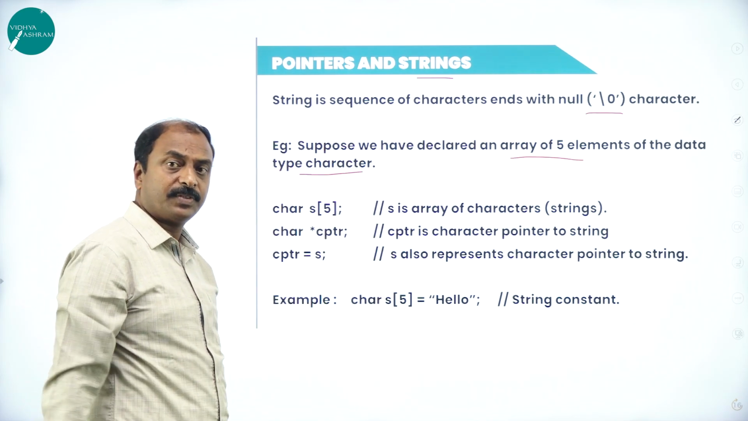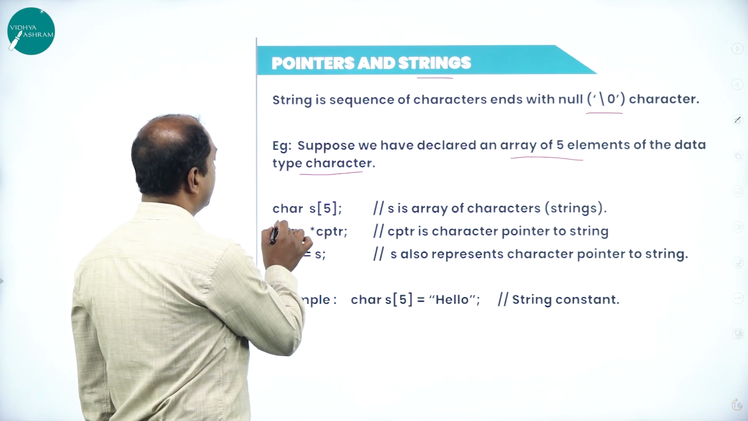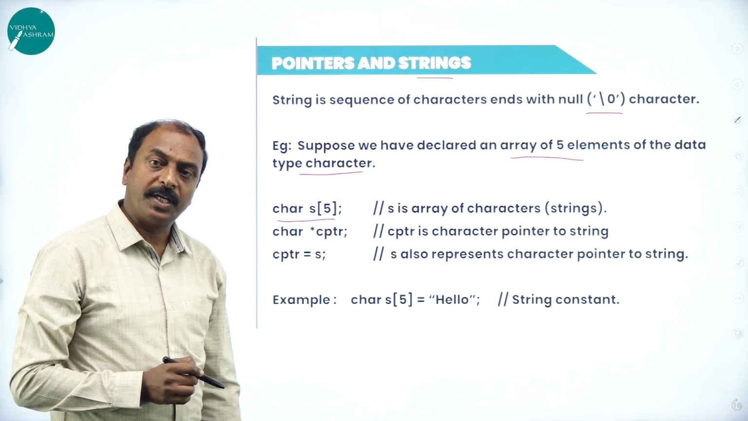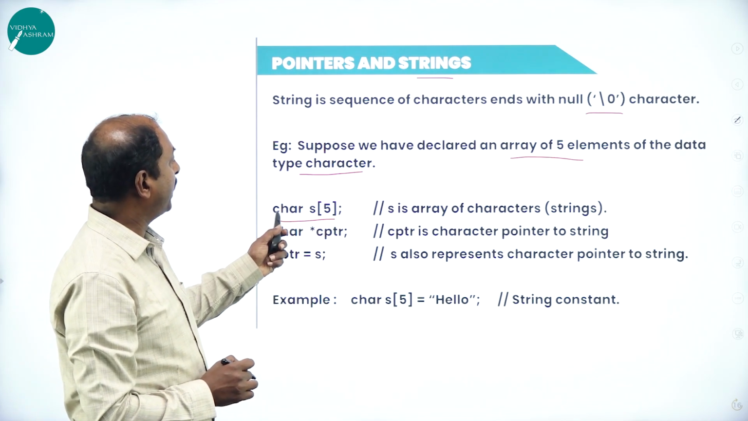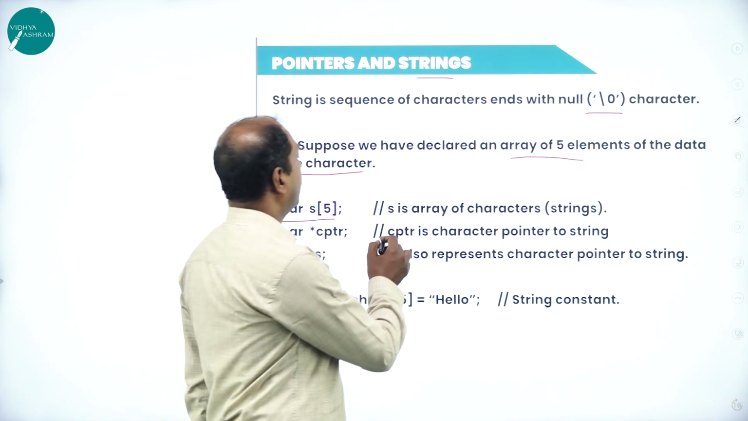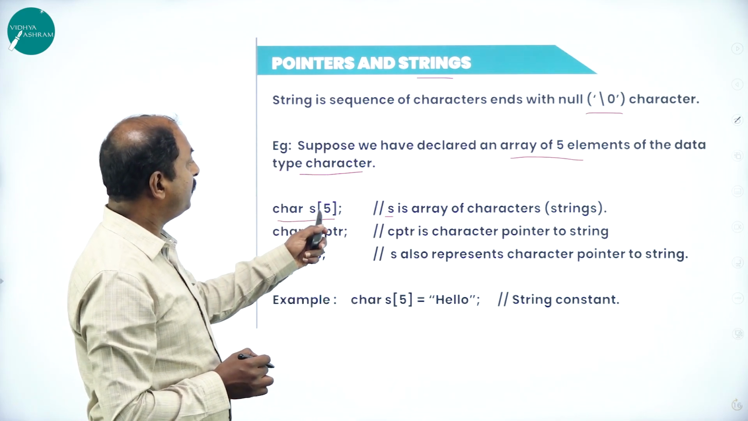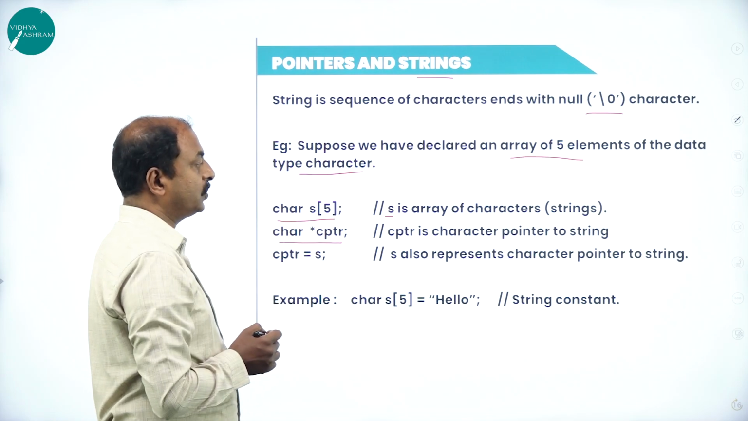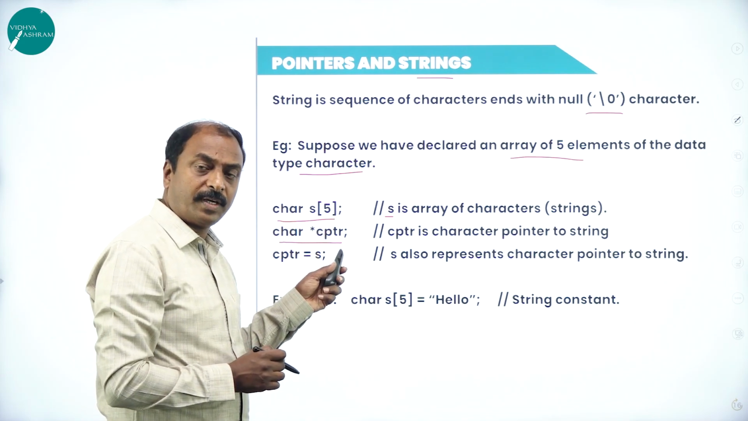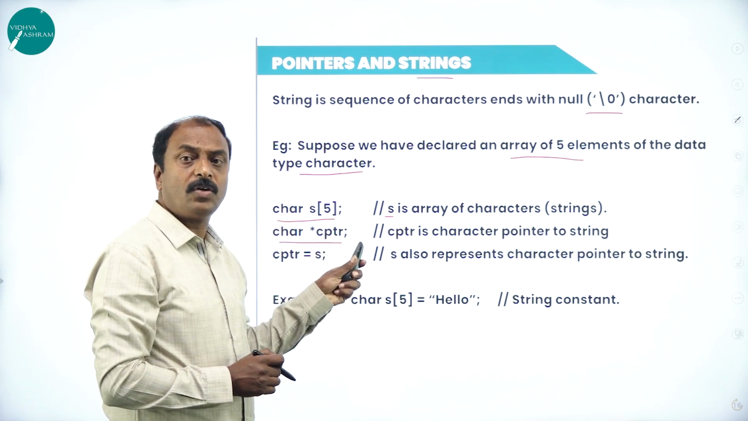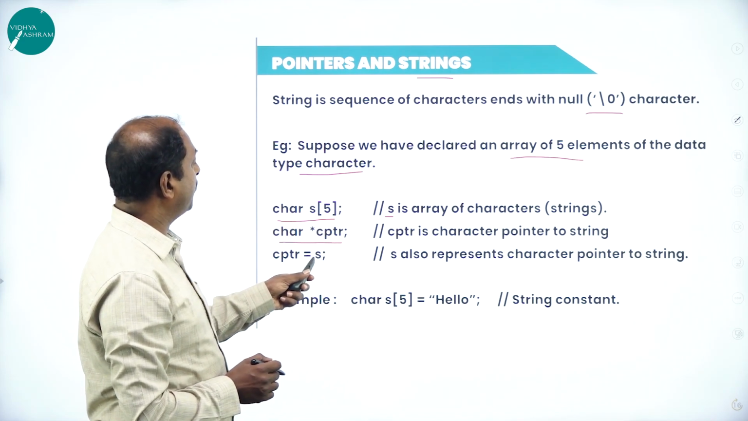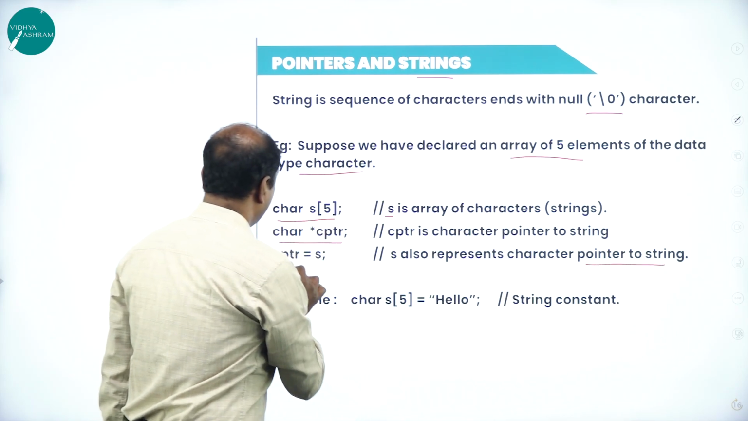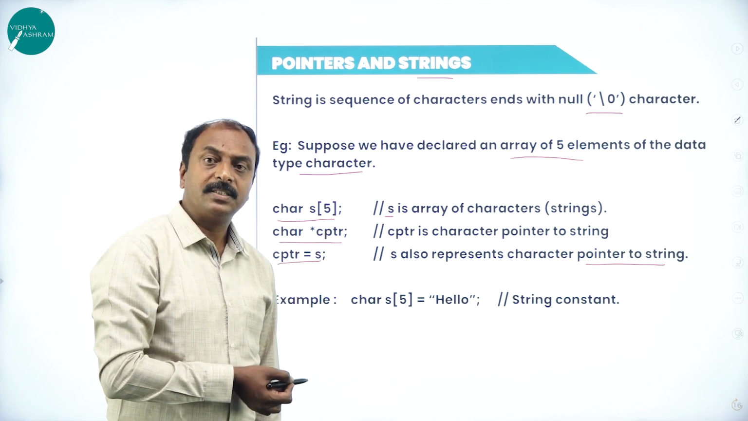Now let us see the syntax of this declaration. Here, char S[5]. So here, char is a data type and S[5] is nothing but a string array. So it is nothing but a string. S is an array of characters, and the size is 5. And if I say char *cptr, this is a pointer variable. It stores the address of other variables. And cptr = S also represents a character pointer to the string. So this is another declaration of characters and strings.